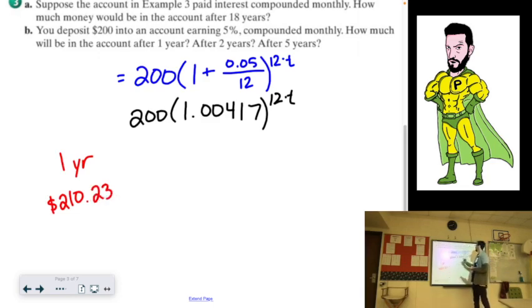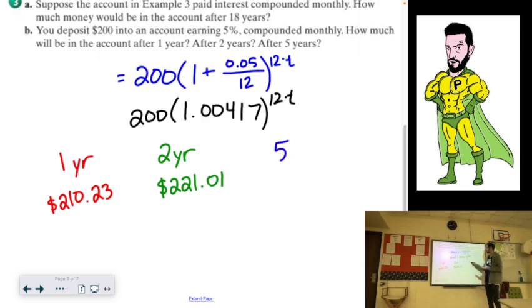Now if we were to do it for 2 years, let's see, 1.00417. 12 times 2 is 24. Times 200. That comes out to $221.01. And then let's see what it is for 5 years. Now 12 times 5 is 60. So we'll use 60 as the exponent. 1.00417 to the 60th power times 200.